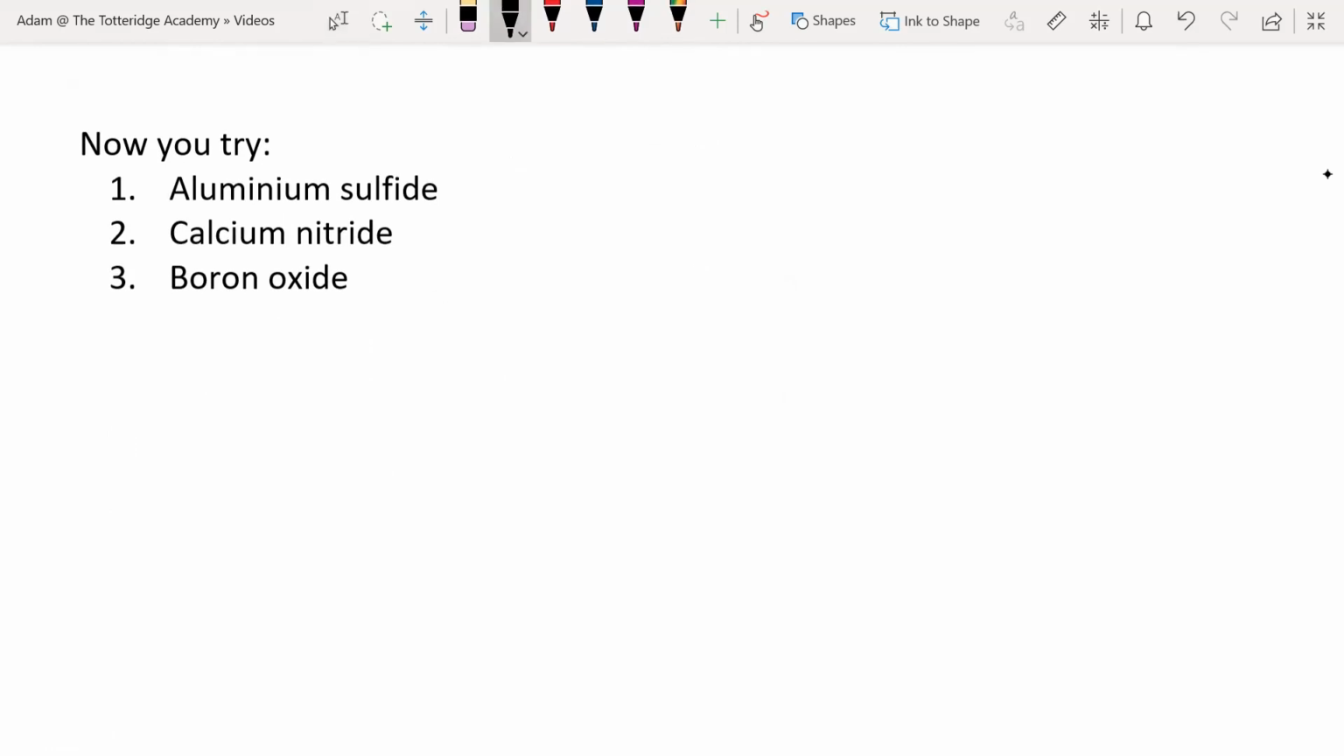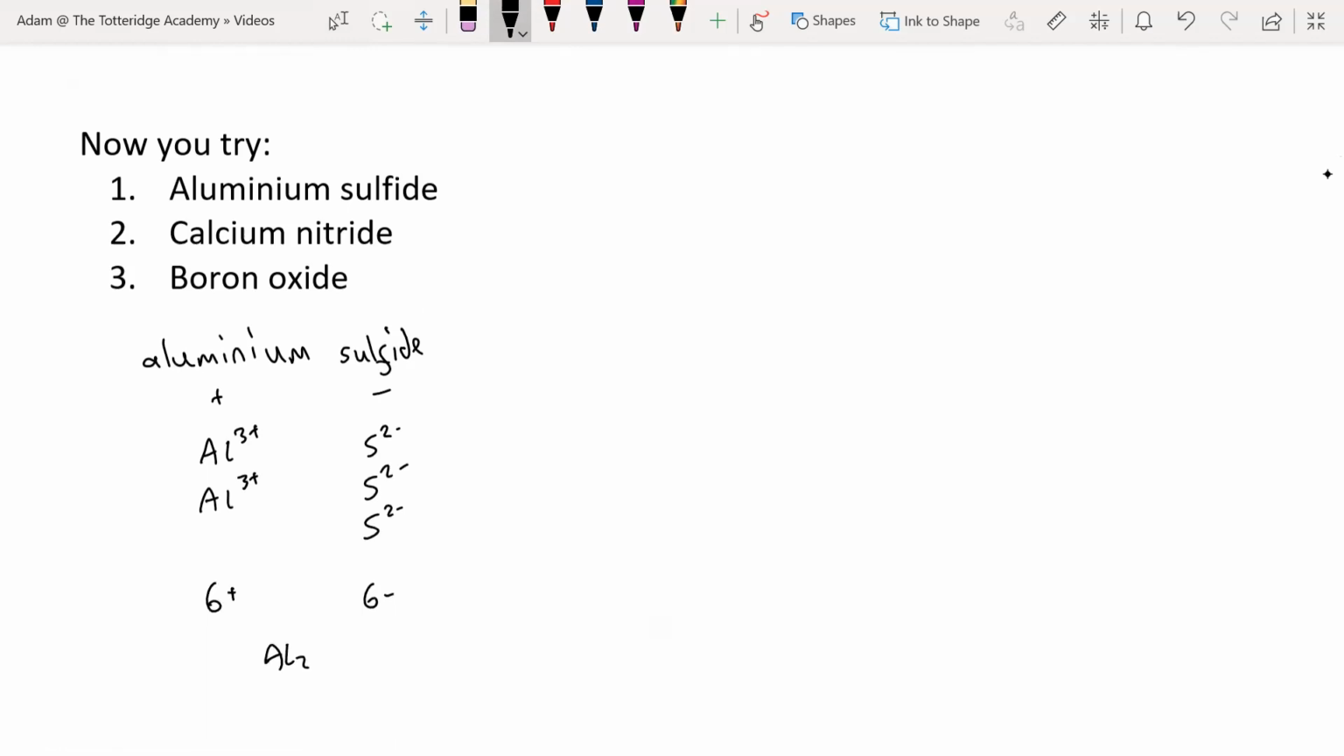Aluminium sulfide. I'll do question 1 up here. Actually, just to make it super clear, I'm going to rewrite. Aluminium sulfide is going to go over here. So we know we have a positive column and a negative column. Al3+, S2-. I'm going to have to add in exactly the same way that I did last time. So to get 6 minuses over here, 6 positives over there, Al2, S3.